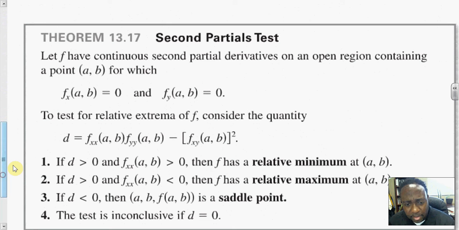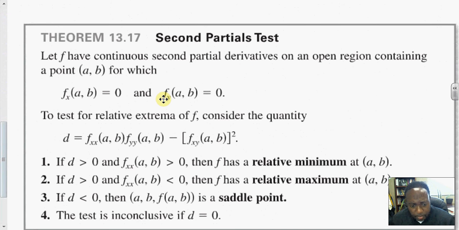The second partials test says that first you want to find the critical values at the point (a, b). So you set the first partials equal to 0, and then you solve for x and y. That should give you some value here, a comma b. Then you find all of the second partial derivatives.